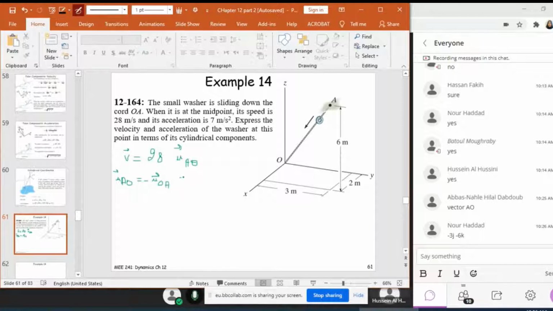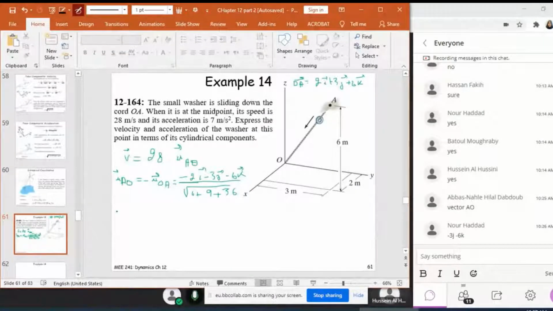Now what is OA? I have also I. OA, in fact, is 2I plus 3J plus 6K. So this is OA, guys. Now, if we want to find the unit vector of minus OA, it is minus 2I minus 3J minus 6K over the magnitude of OA, which is the square root of 4 plus 9 plus 36. All right? So guys, this is the unit vector.